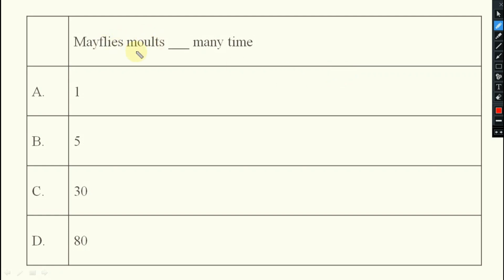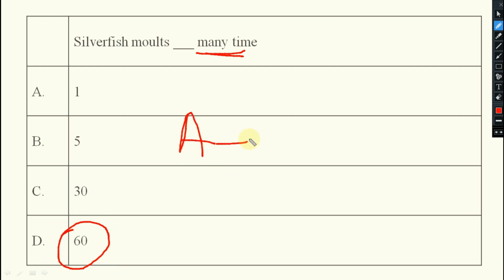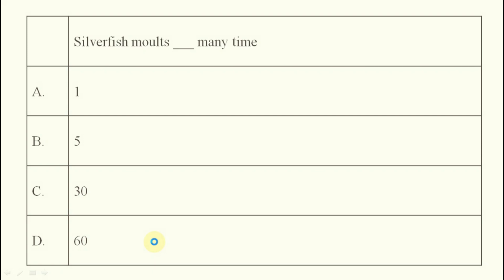Next, in case of mayflies, how many times do they molt? That is 30 times. In a normal insect, maybe 5 to 10 times they may molt, but in case of mayflies they may molt up to 30 times. Next, in case of silverfish, how many times do they molt? That is 60 times. As they are Apterygota or ametabolous insects, throughout the life cycle they will undergo molting. That's why the number is very high, 60 times.